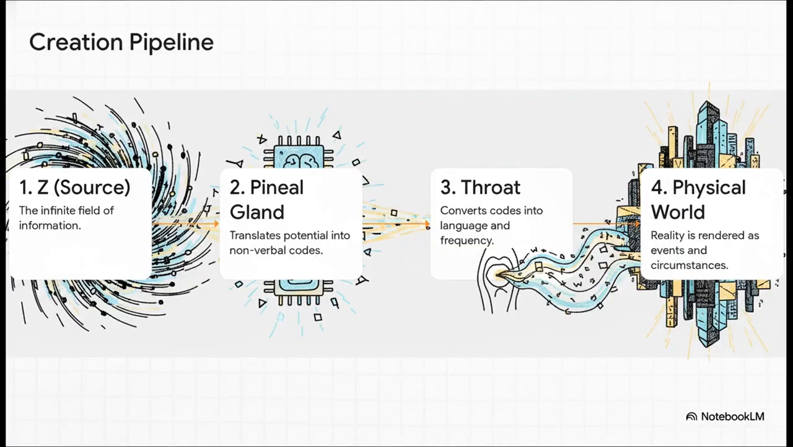And check this out. This is like the reality pipeline. It shows the whole flow. You've got Z, the source, the infinite information field. That information gets sent to the pineal gland, which is like the system's processor. It translates all that potential into these nonverbal light codes. Then you get to the throat, which acts like an output port. It converts those light codes into language, into frequency, into sound. It's amazing, right? This shows how a signal from the source gets broadcast through your physical hardware. And then, bam, it manifests as your reality. It means your voice, your words, they aren't just for talking. They're literally devices for creation.